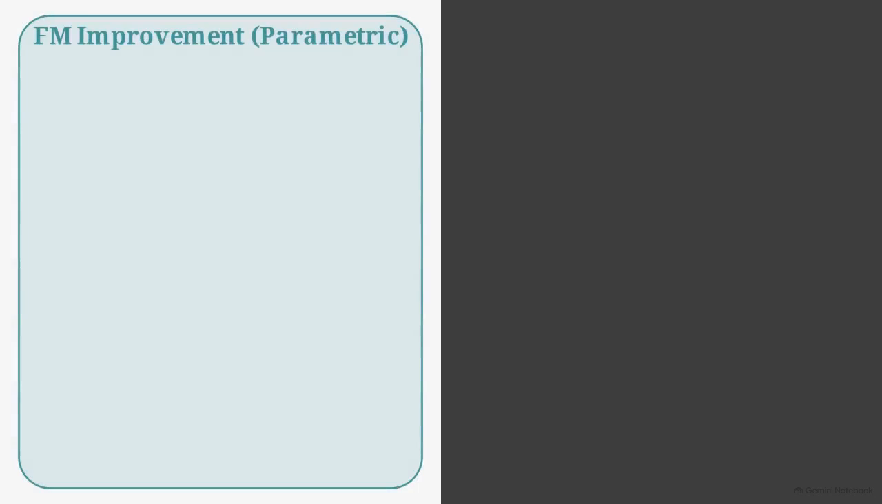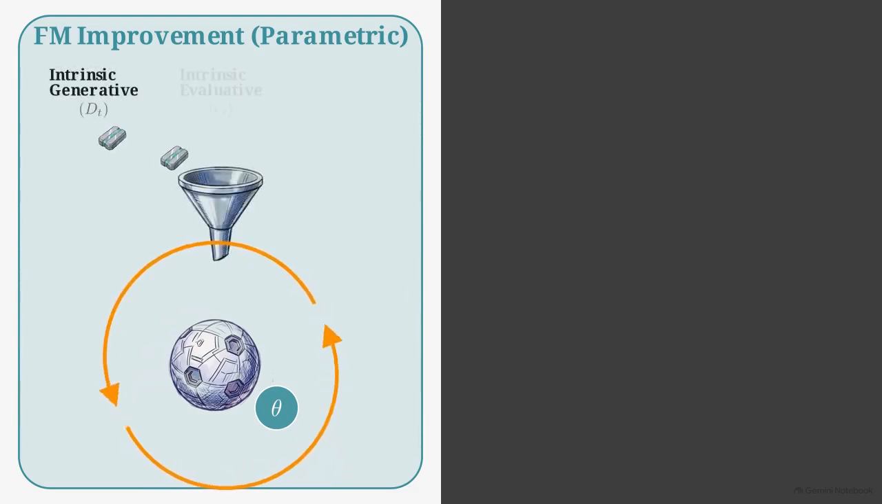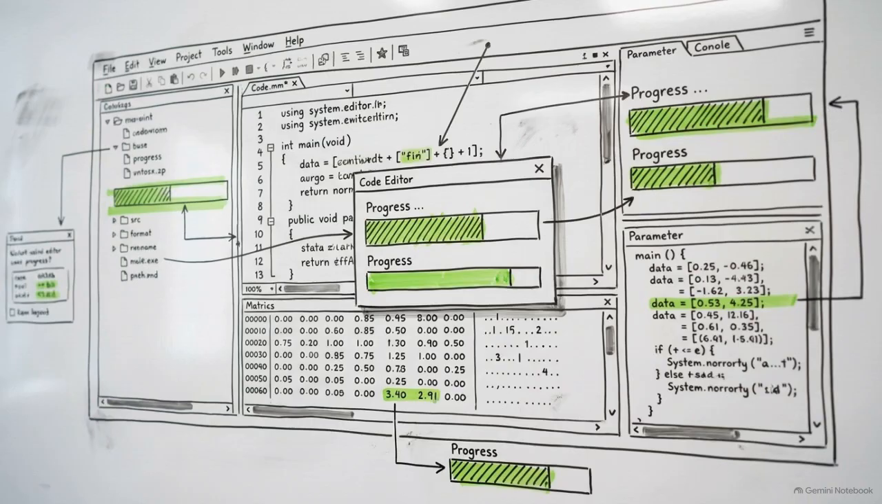In the first pathway, foundation model improvement, the update operator targets the parametric core. These updates draw from 3 signal sources: intrinsic generative demonstrations, intrinsic evaluative feedback, and extrinsic exploratory trajectories gathered from the environment. These signals are committed to theta through standard training paradigms, like supervised fine-tuning or reinforcement learning.